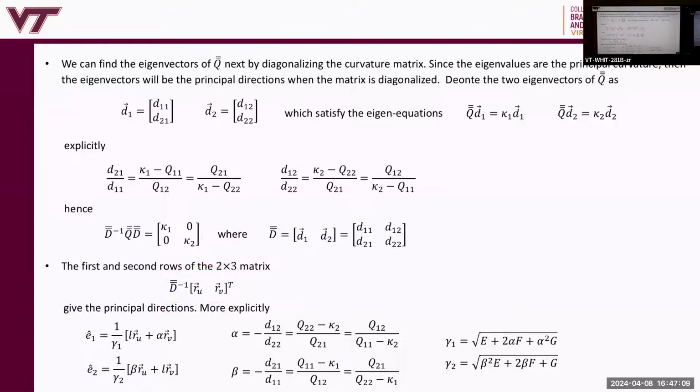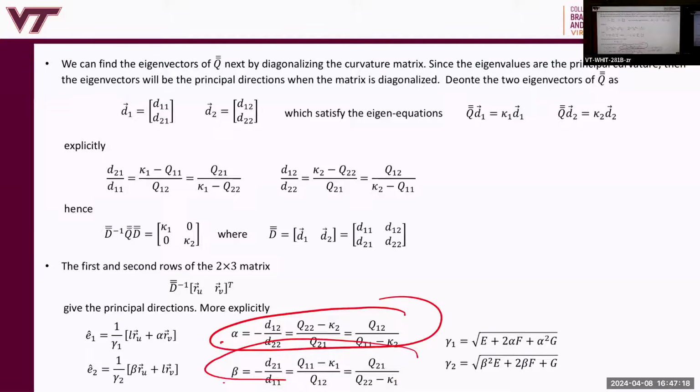All right. So more explicitly, E1 and E2 are in terms of these quantities, and we have alpha, beta in terms of the Q matrix entries now, right? So now we can calculate everything in terms of the Q matrices. All right.